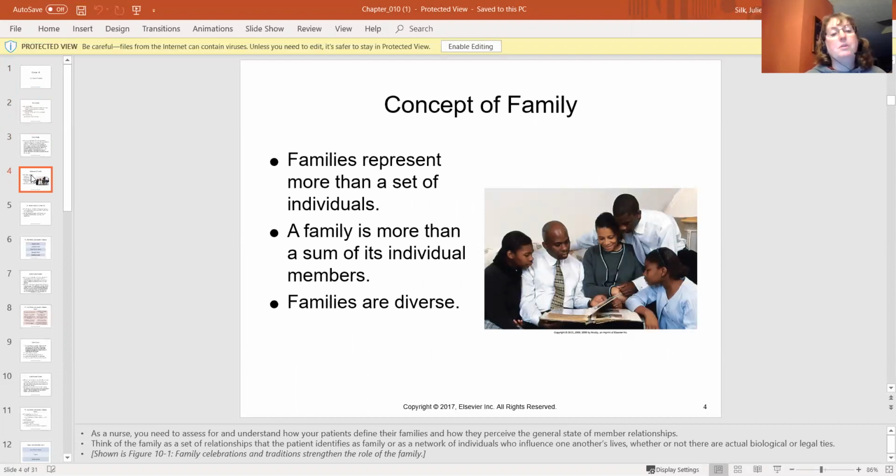All right, so families represent more than a set of individuals. A family is more than a sum of its individual members, and families are very diverse, especially today. As a nurse, you need to assess for and understand how your patients define their families and how they perceive their general state of member relationships. Think of the family as a set of relationships that the patient identifies as family, or a network of individuals who influence one another's lives, whether or not they're actual biological or legal ties.